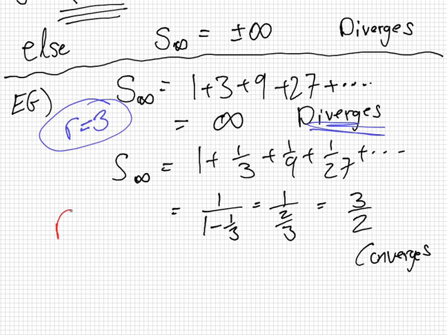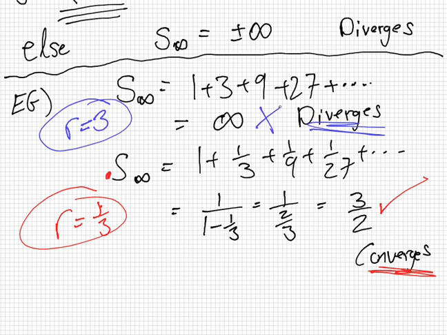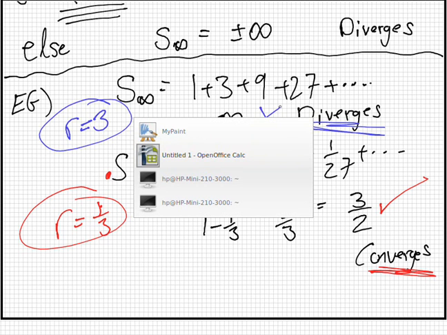And here, what does the r equal? In this one? 1 over 3, so that means it converges. So you have an answer here, but you don't have an answer here. Yeah? So let me show you this in the program.